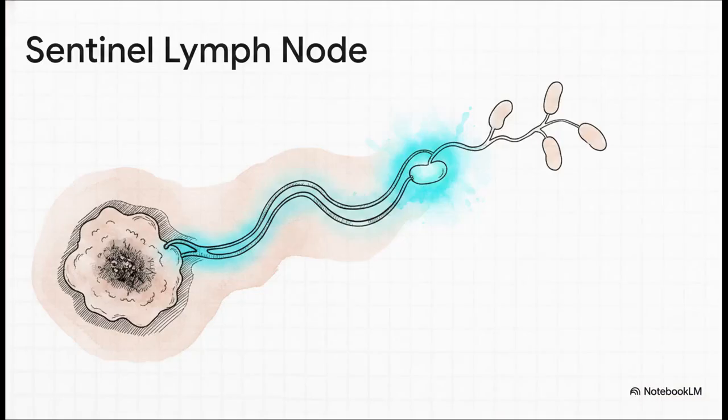Question 7. What is the fundamental definition of a sentinel lymph node? A, the largest lymph node. B, the first node receiving direct lymphatic drainage. C, an immune node. Or D, a node near the vena cava.